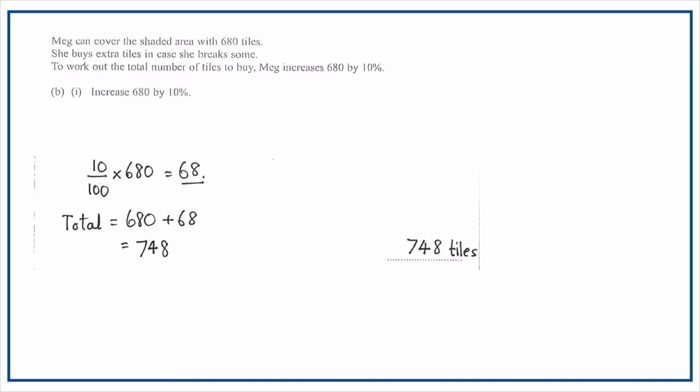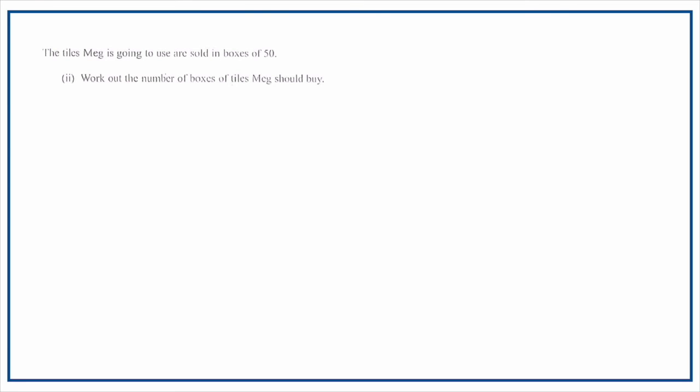Now the tiles Meg is going to use are sold in boxes of 50. Part 2, work out the number of boxes of tiles Meg should buy. The number of tiles needed is 748, divided by 50, which equals 14.96. And so Meg needs to buy 15 boxes.